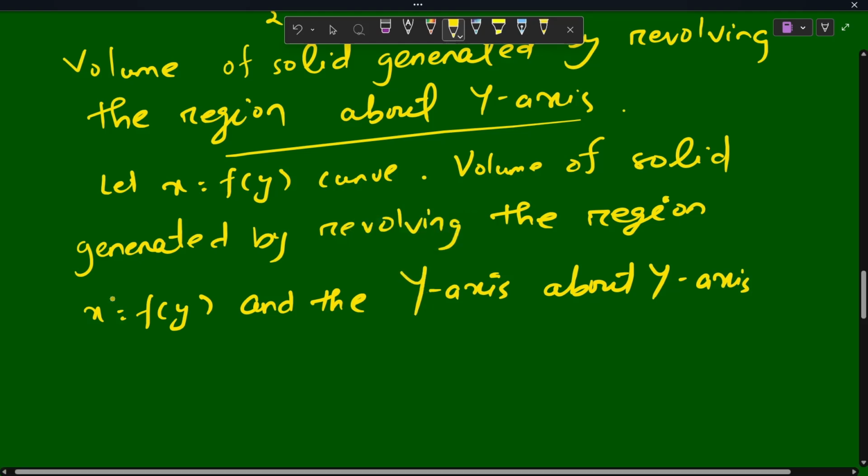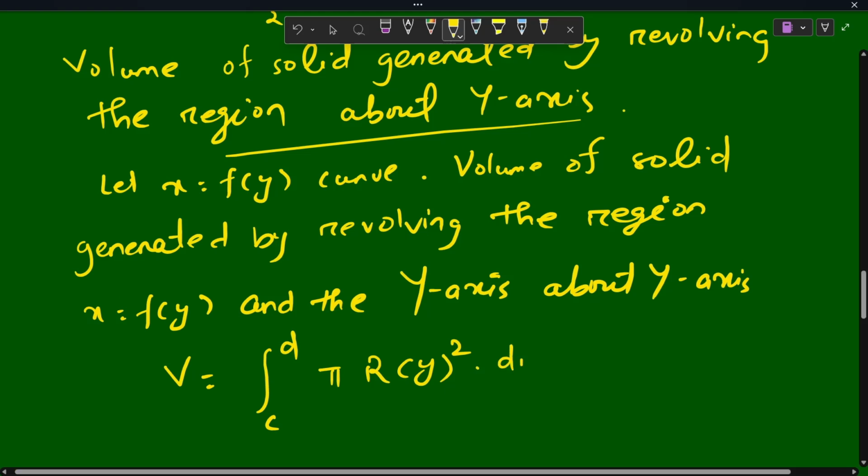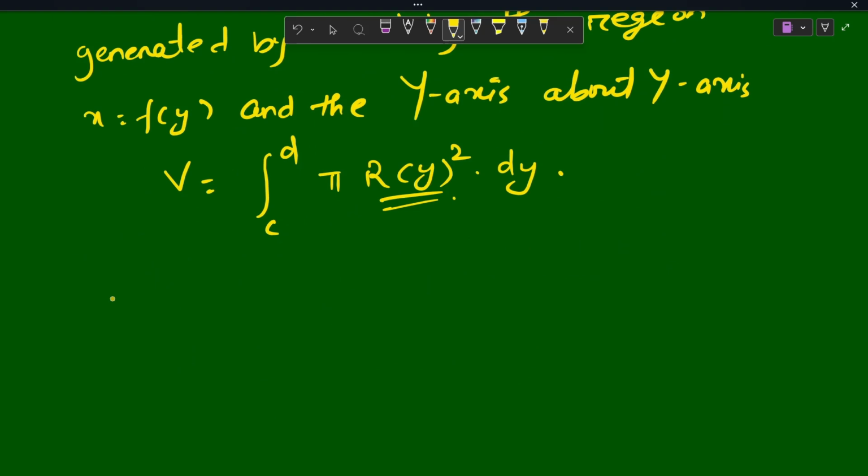So what is the formula? The formula remains the same as in the previous case, only the limits are from c to d, and this is pi, and this value is r of y square into dy. So here also you have to find the r of y value, and the procedure is the same as previously. Here also we have to find the radius function. Then how do we find this? So see, for example, I am taking the region.